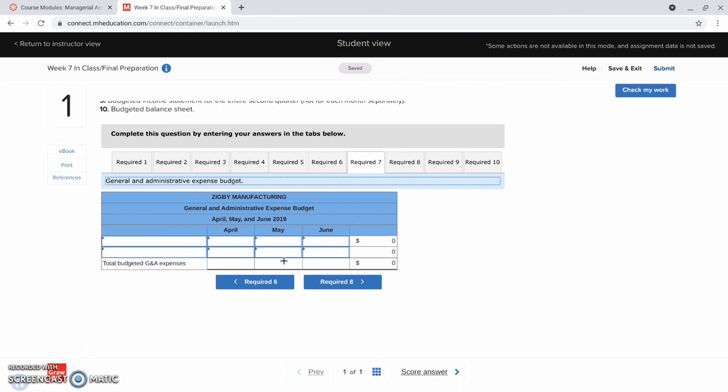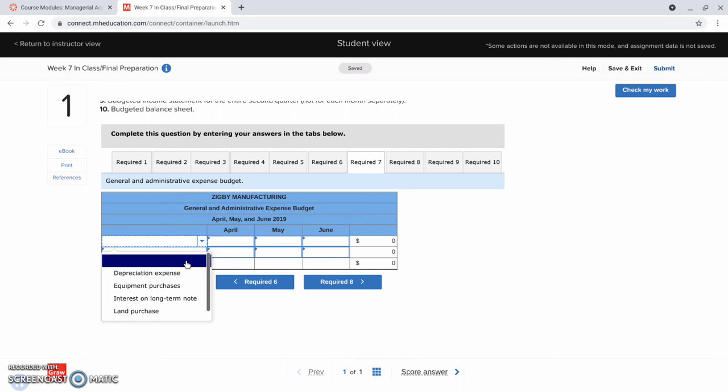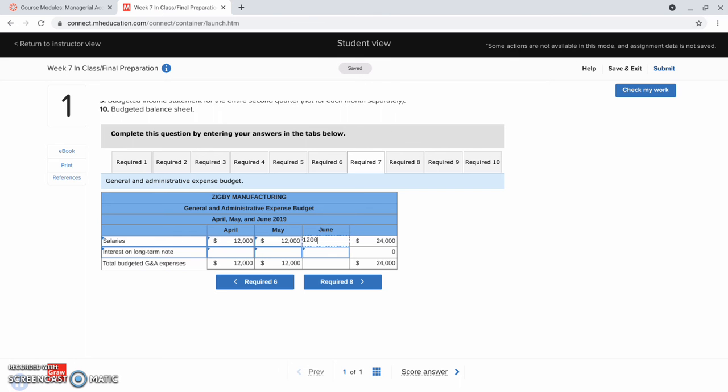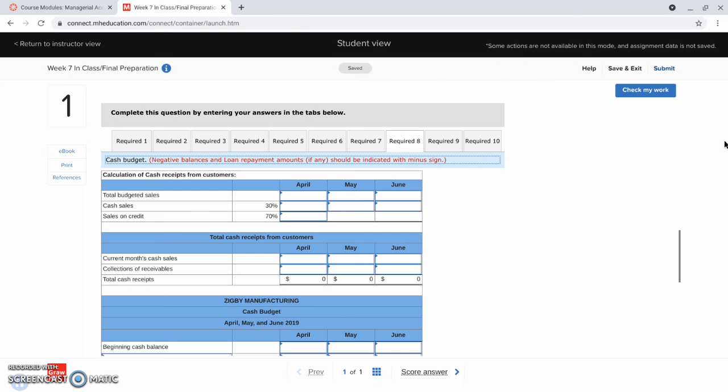Next up is going to be our general and admin budget. We're going to set up the rows again. So we have salaries. And then we're going to have interest on long-term notes. So salaries, $12,000 a month. Interest on long-term note is going to be $4,500 a month. All right, making good progress.